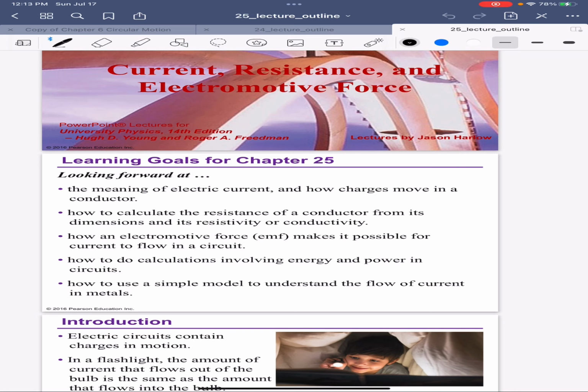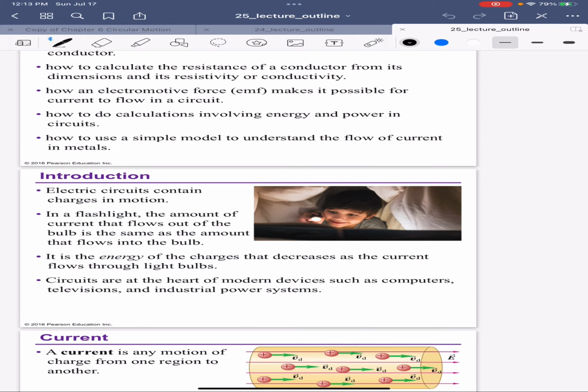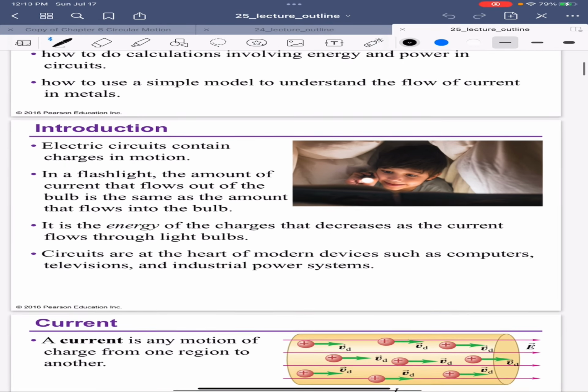Also, how an electromotive force, which for abbreviation we're going to call EMF, makes it possible for current to flow in a circuit. How to do calculations involving energy and power in circuits, because this is one of the ultimate goals that we are always looking for. I want to design any electrical network, and then I'm really interested in calculating power and energy. How to use a simple model to understand the flow of current in metals. These are really good conductors.